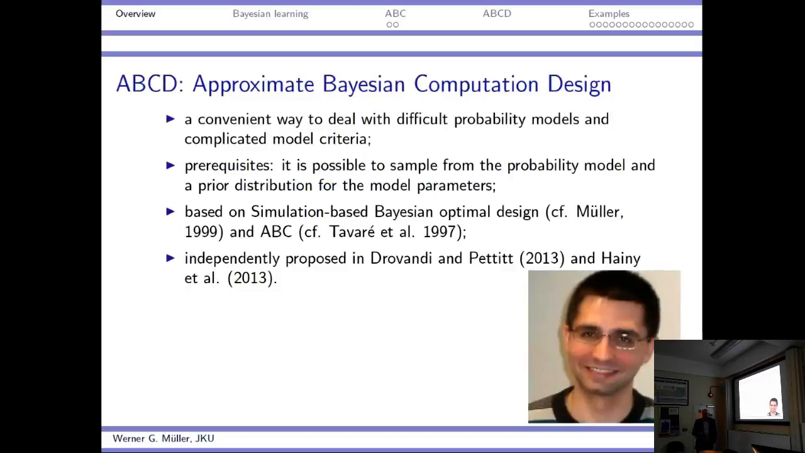So what is ABCD? It's an acronym that we created out of the existing approximate Bayesian computation acronym, and we put the design at the end of it. That's where the D comes from. We perceive it as a convenient way to deal with difficult probability models and complicated model criteria when designing experiments. As prerequisites, you just need a probability model that you can simulate from, and a prior distribution for your parameters. It's loosely based on the techniques of simulation-based optimal design that were proposed by Müller in the 90s. It's not me, but my namesake, Peter Müller, who is also from Austria.